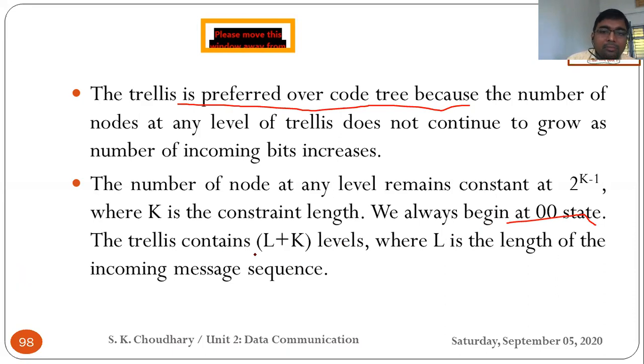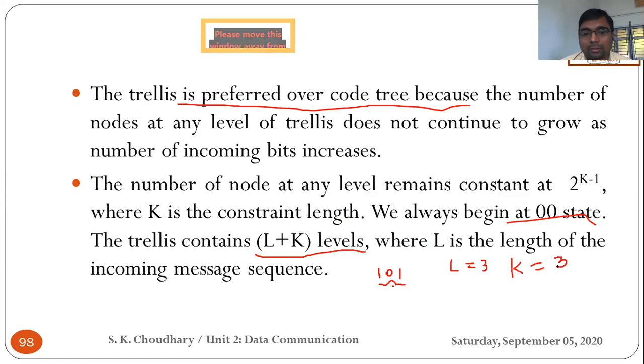And a trellis diagram consists of L plus k levels, where L is the length of the incoming message sequence and k is the constraint length. Okay. So you can see here, L is the length of the incoming message sequence. In our example, we have taken a message sequence of 1, 0, 1, a 3-bit message. So for our example, L is equal to 3, and the constraint length is also 3. So the total number of possible levels is 6. So in our example there is a possibility of 6 levels. Okay.